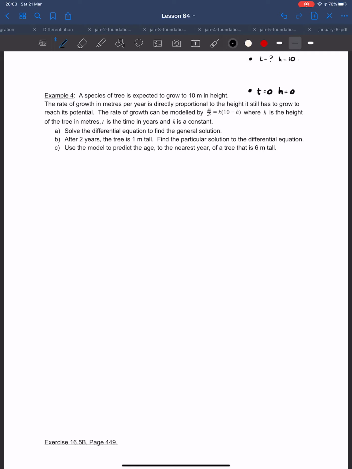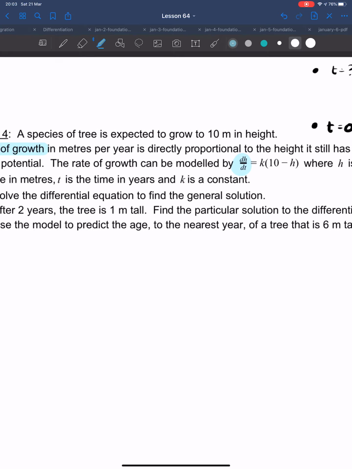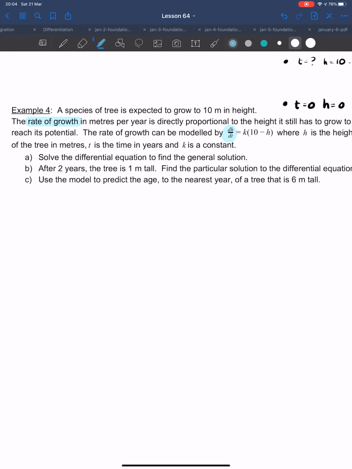Right, okay, so what we've got here, let's go for blue. Rate of growth is dH by dt. Can you see that? I wonder if that's big enough. The rate of growth, well, growth is metres or height in time. The rate of growth is the difference in height over the difference in time. Metres per year, look. Metres is the H, year is the T.